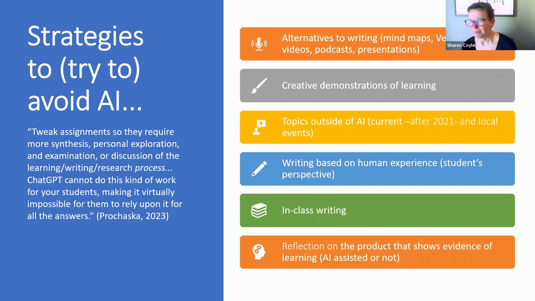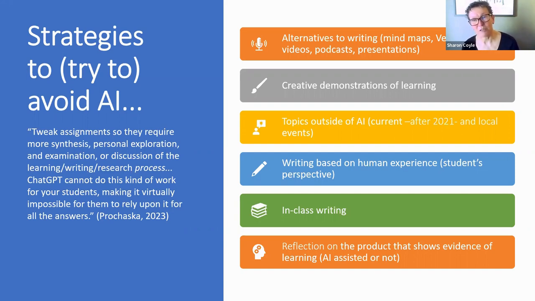So, use alternatives to writing. So mind maps, Venn diagrams, videos, podcasts, presentations. But as I read someplace, for a mind map, you can get it to generate those levels and then feed it into another program and it will spit out a concept map for you. So even when we try to avoid it, I'm not sure it's always possible. Creative demonstrations of learning. For example, my drawings are a good example of that, but there's also AI that can draw. So, yeah, again I'm not sure that's an answer.